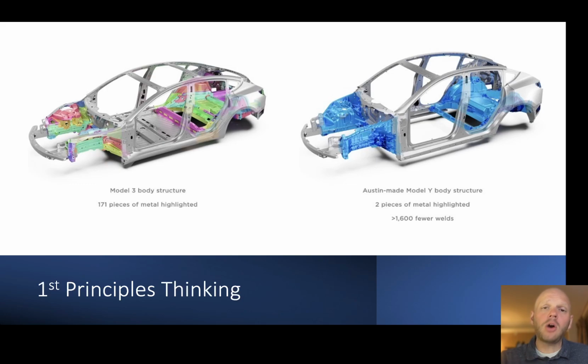So how cars are designed is really complicated in order to be able to pass all of these safety tests that vehicles have to go through. You can see here on the left, the Model 3 body structure. It has 171 pieces of metal that are highlighted.